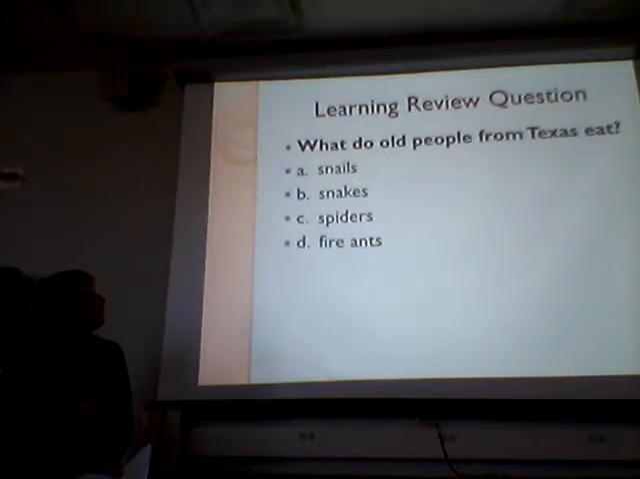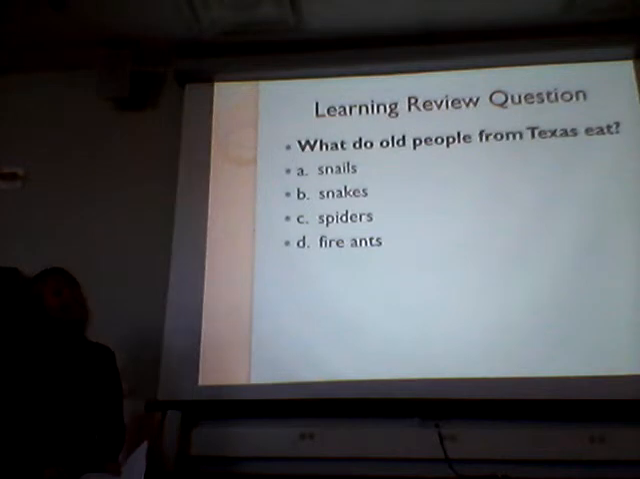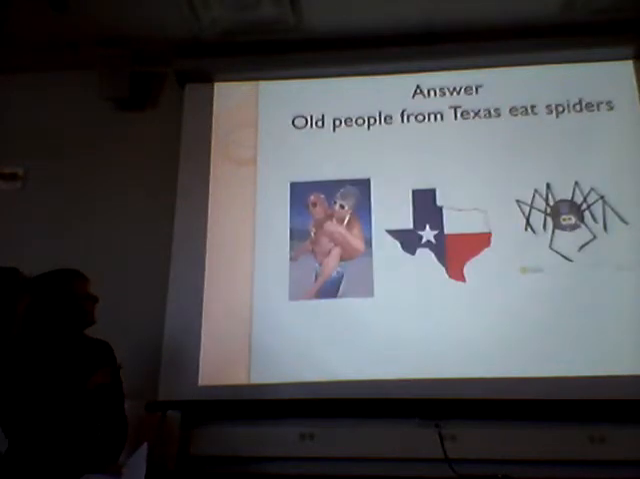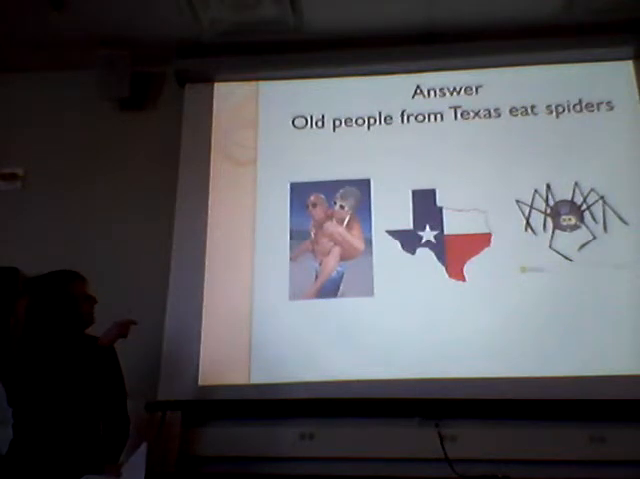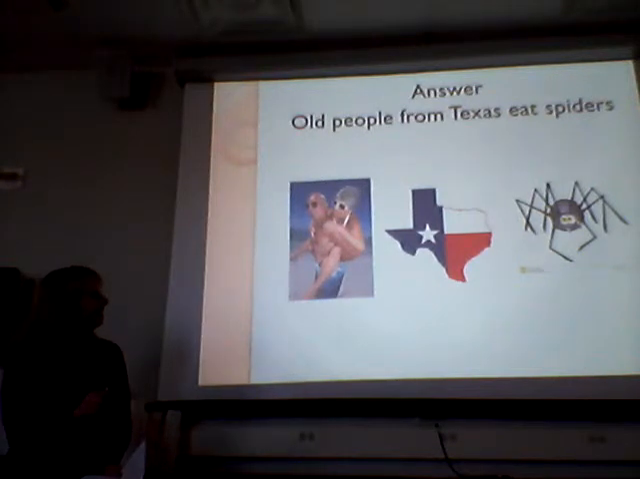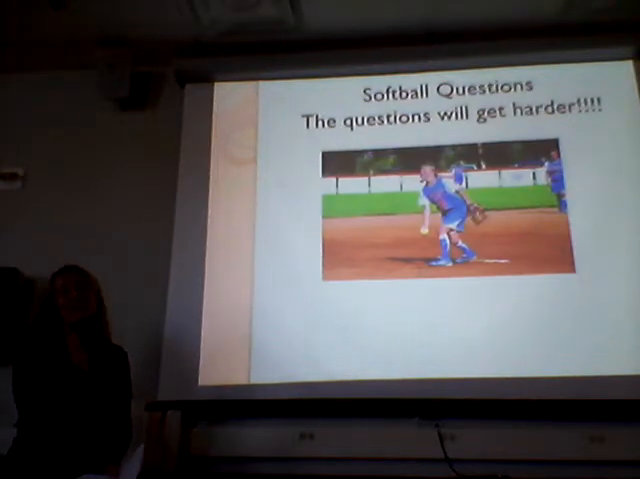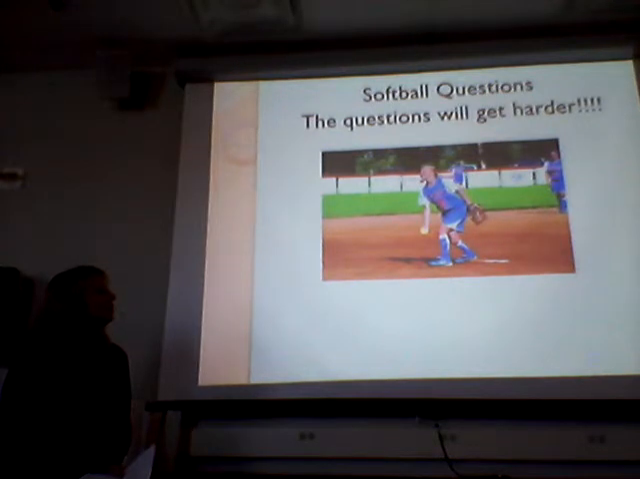Okay. Oh, what do old people from Texas eat? Snails, snakes, spiders. And next slide. All right, you're right. Let's just name these bones again. O, Occipital. P, Parietal. F, Frontal. T, Temporal. E, Ethmoid. S, Sphenoid. Okay, good. Next slide. All right, now those questions are really easy. They're just very basic, so we're going to get harder ones later, just to warn you. All right, then next slide.